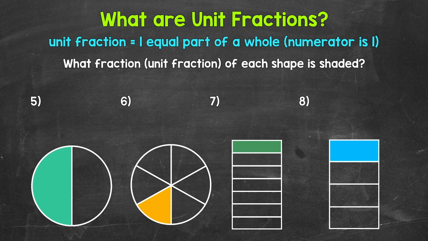And for these, we're going to write what fraction, and these will all be unit fractions, of each shape is shaded. Let's start with number 5. The whole circle has been divided into two equal parts. 1, 2. So our denominator is 2. Now, one of the two equal parts is shaded, so our numerator is 1. Our unit fraction is 1/2.